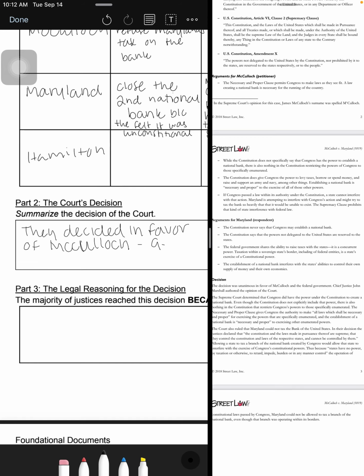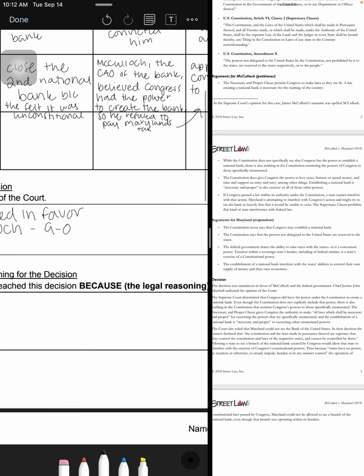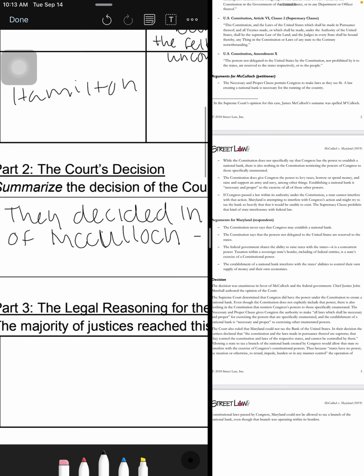And it's 9-0, unanimous. So I need both of those pieces. The other thing I want you to tell me is who issued the opinion of the court. So the opinion is like the legal paper, essentially, that lays out the decision of the court. So in this case, it says Chief Justice John Marshall authored the opinion. So I'm going to add that.